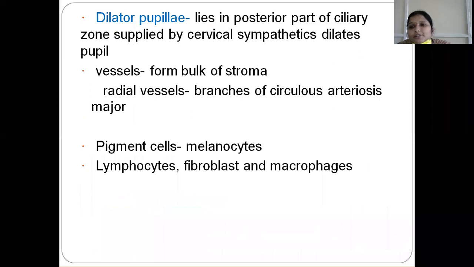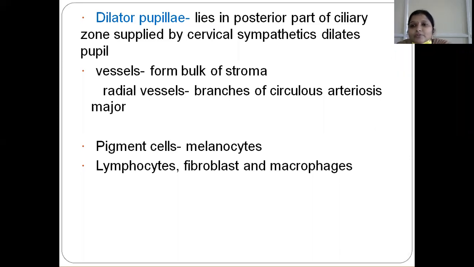Another muscle present in the iris is dilator pupillae. It lies in the posterior part of the ciliary zone. So what is the ciliary zone? As I have already mentioned, it is the peripheral part of the iris. The dilator pupillae is supplied by cervical sympathetic nerves, and it helps in dilatation of the pupil. So sphincter pupillae is supplied by parasympathetic nerve fibers, whereas the dilator pupillae is supplied by sympathetic nerve fibers. Dilator pupillae aids in dilatation of the pupil. Sphincter pupillae aids in constriction of the pupil.